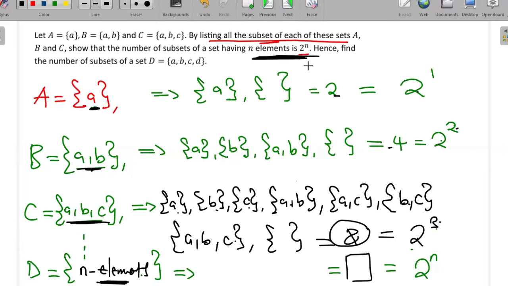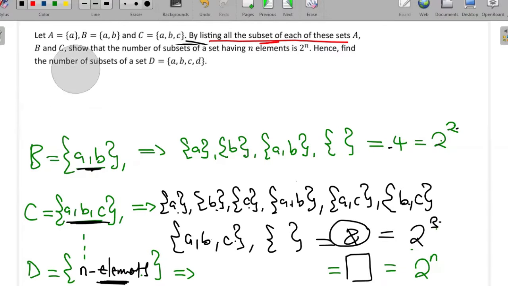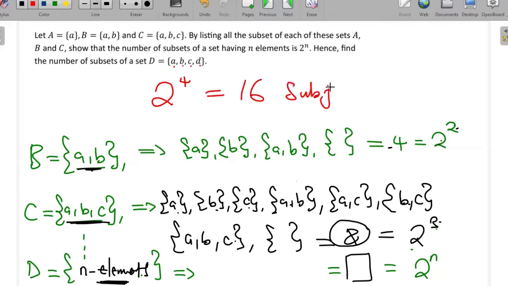Now we can go on and use the results, because the other question says, hence, find the number of subsets of a set D which has A, B, C, D, and these are 4 elements. So the number of subsets in that set will just be 2 to the power 1, 2, 3, 4. So that will be 2 to the power 4, and this will just be 16 subsets. Subsets, I almost wrote subjects. All right, so any questions there?